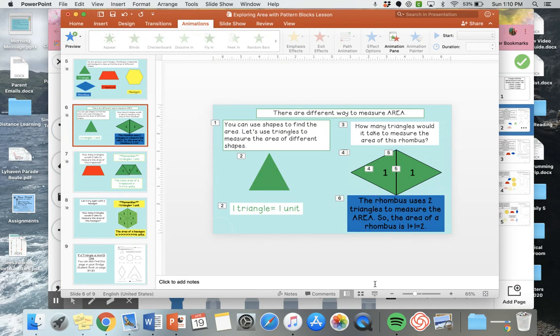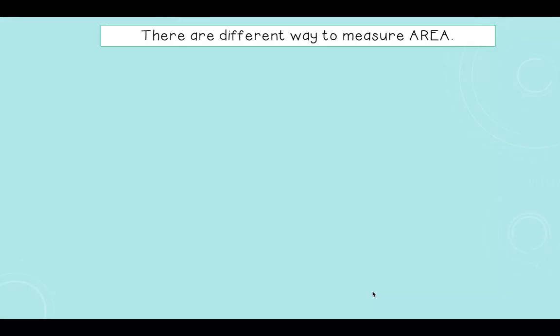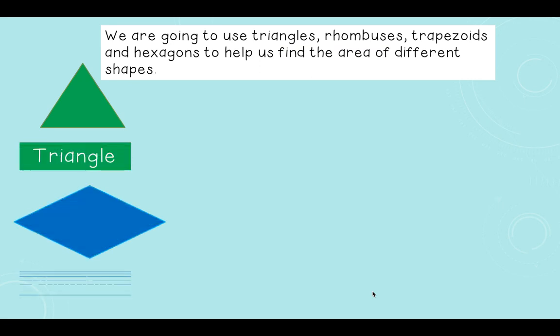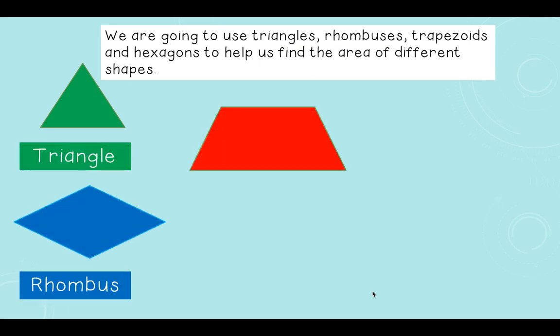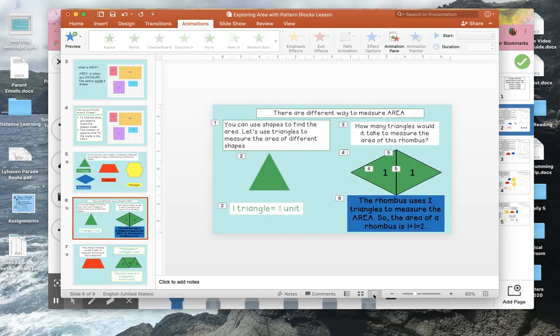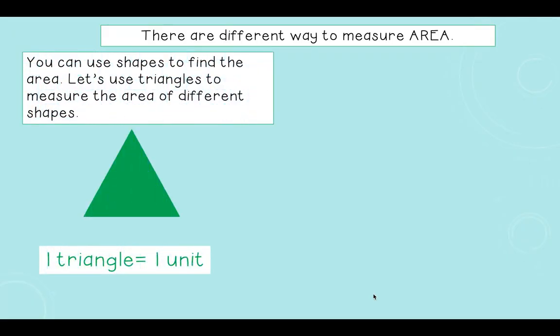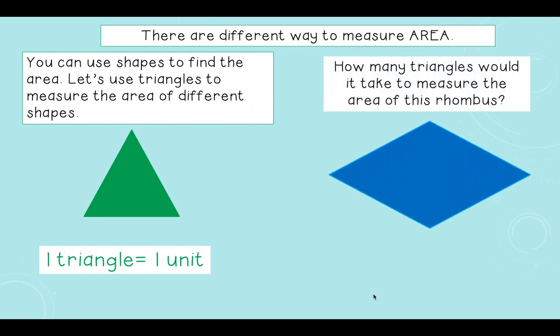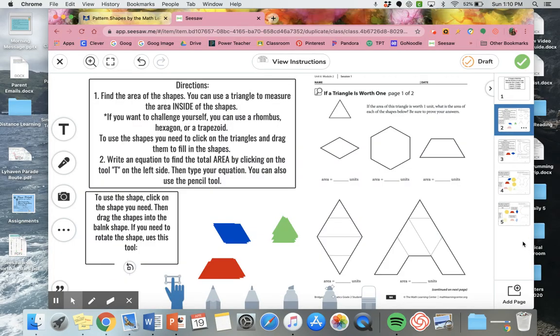Remember how we used the triangle to measure the rhombus? Oops, wrong page. Go to this page. So remember how we use the triangle to cover up this rhombus? That's what you're doing right now. You're thinking about how many triangles it would take to measure these shapes. To help you, remember, each triangle is worth 1.